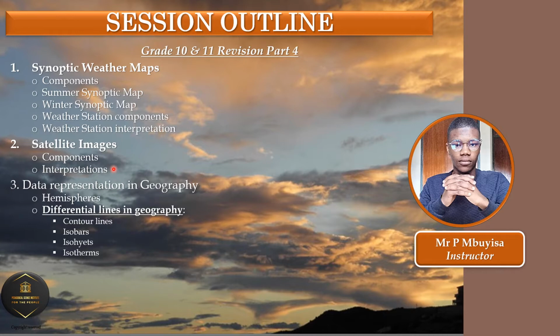We'll then move on to showing you how we represent data in geography. And remember our scientific process skills: observation, inference, measurement, categorizing, then communication. Those are the skills that are employed when we represent our data in geography, the data we collected using our scientific process skills. So we'll be looking at how you can identify the different hemispheres, how we represent them, and what lines we use in geography maps. We'll look at what contour lines, isobars, isohyets, and isotherms are. Those are some of the things we'll look at in today's session. Without wasting any time, let's get to it.